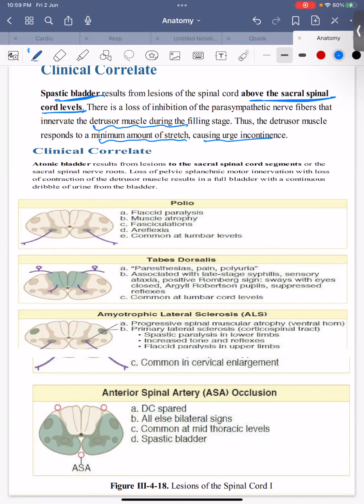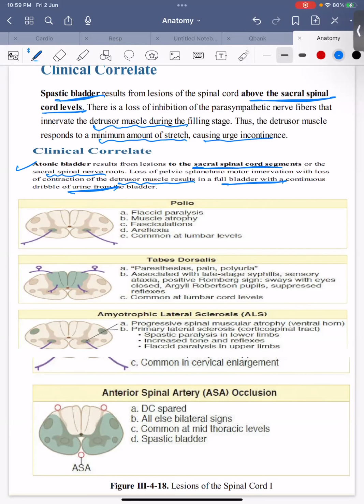Now, after the spastic bladder, we have the atonic bladder. If you have the lesion at the level of the sacral spinal cord segment or a sacral spinal cord root, it will result in the atonic bladder because there will be loss of the spinal innervation with the loss of the contraction of the detrusor muscle, and you have a full bladder with the continuous dribbling of the urine. Atonic bladder at the level of the sacral spinal cord; above the level of the sacral spinal cord, spastic bladder.